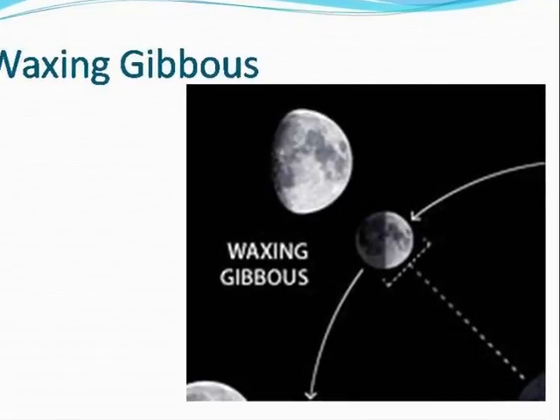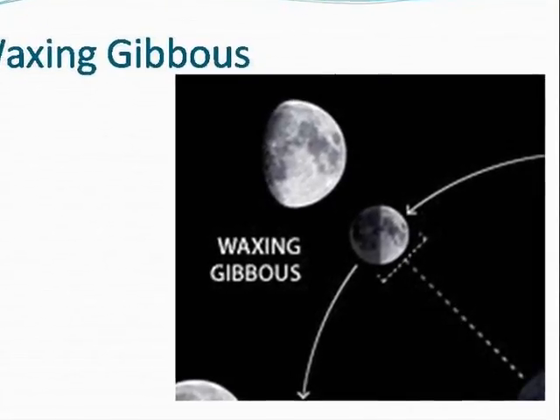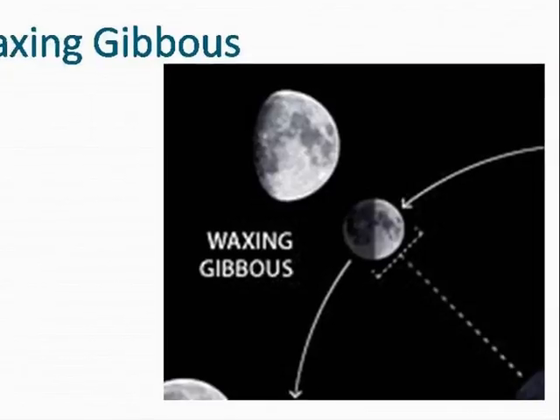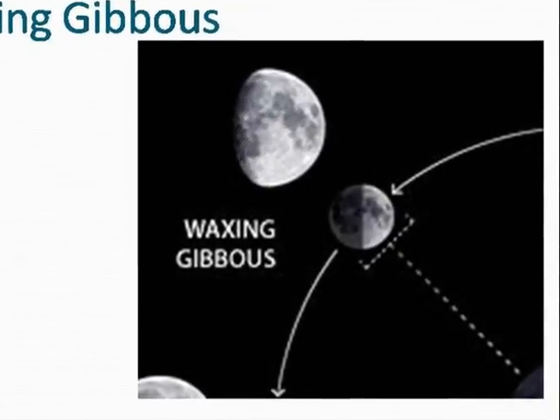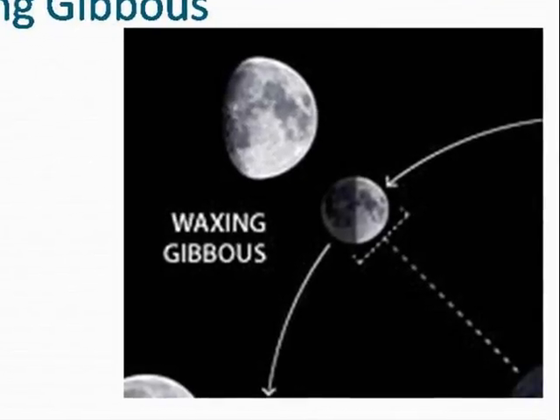Waxing gibbous moon. In this picture, the sunlight is still coming from the right side, hitting the moon. In the waxing gibbous phase, the sunlit portion is still increasing, but now it is more than half.